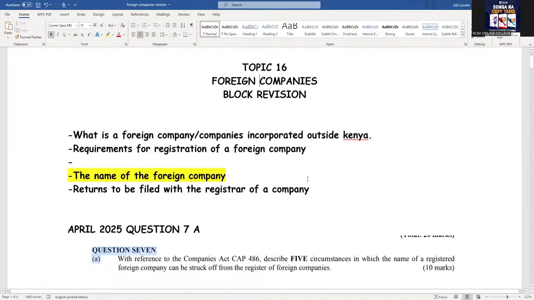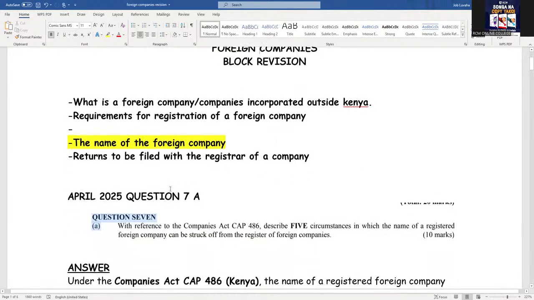The first question here is from April 2025, question number 7. It says, with reference to the Companies Act, describe 5 circumstances in which the name of a registered foreign company can be struck off from the register of foreign companies. So under what circumstances can the register of companies deregister a company in the register at the registrar's office?